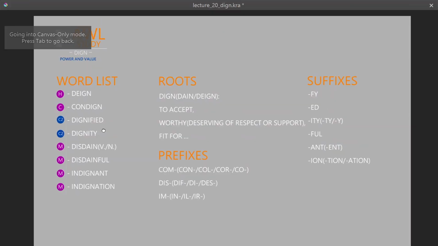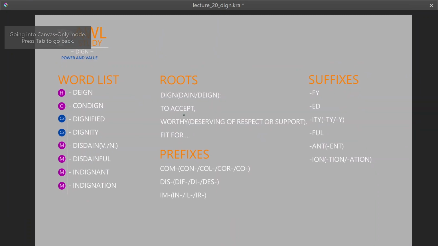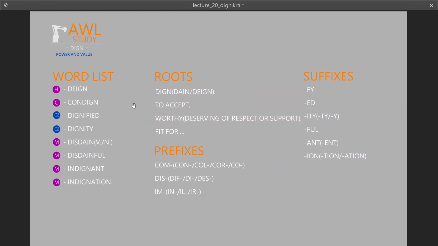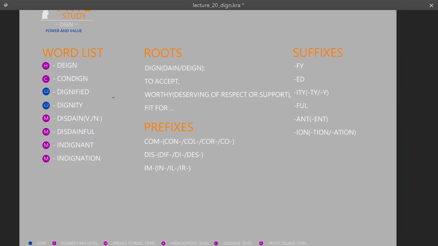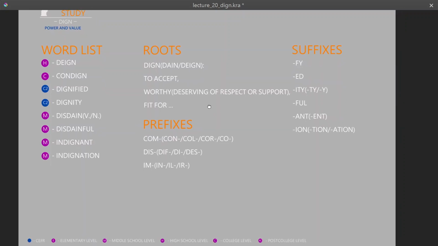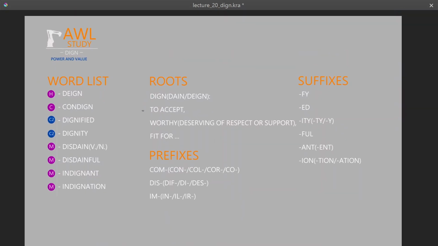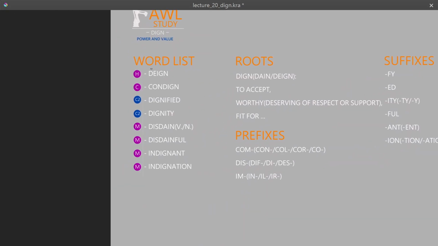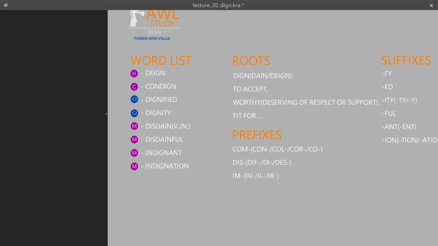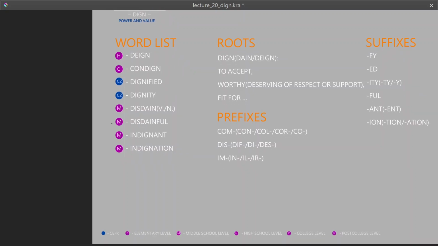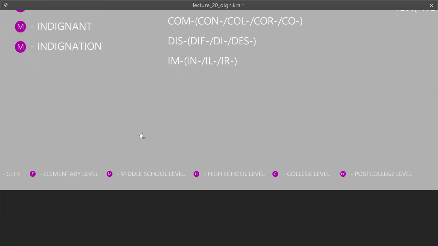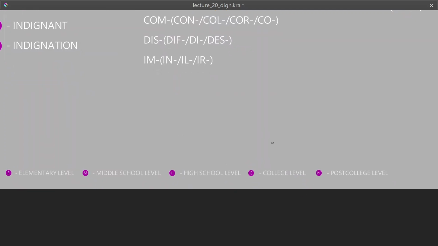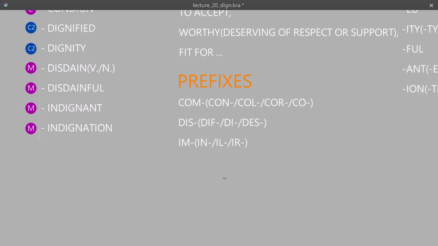Alright, so now we have some words that share the root DIGN as a variant, meaning to accept, worthy, that is deserving of respect or support, worthy for something. And we have some prefixes and suffixes that are combined with the root to form these words. They are labeled with either CEFR levels or the general academic levels, namely elementary level, middle school level, high school level, college level, and post-college level.